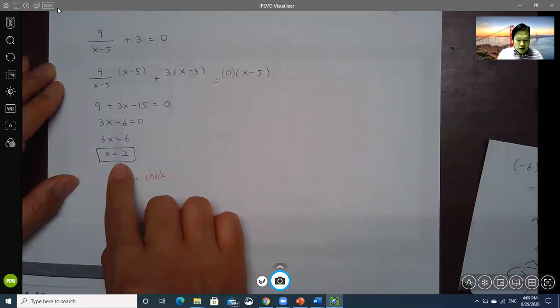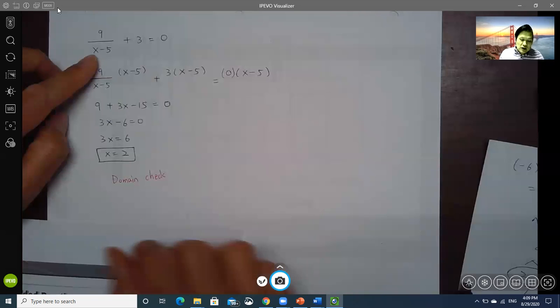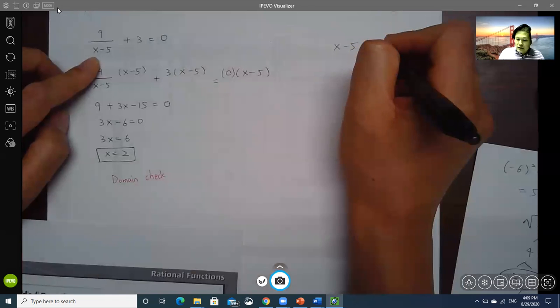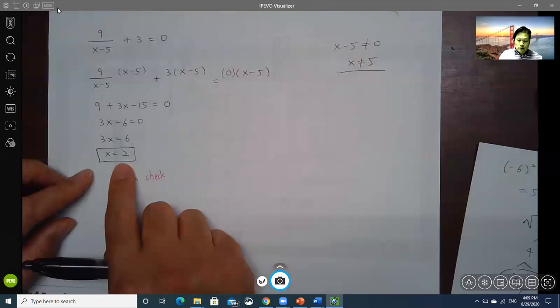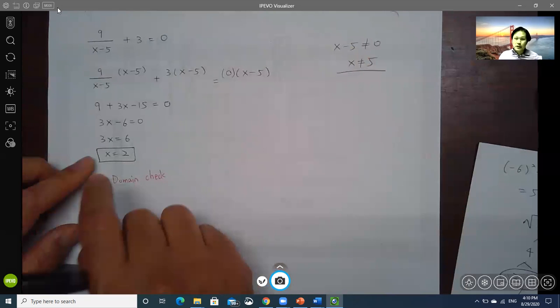Okay, please don't forget checking against the original equation. Denominator cannot equal 0. So x cannot equal 5. Make sure your answer doesn't violate this domain. This is not 5. Keep it.